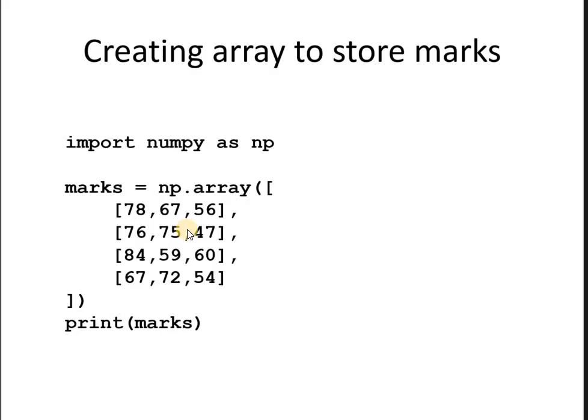Now this array can store 4 multiplied by 3, that is a total of 12 elements, and marks in square bracket i j refers to the element at the i plus 1th row and j plus 1th column, because the index value starts at 0. Thus marks in square bracket 3, 1 is the element in the 4th row and the second column, that is 72.